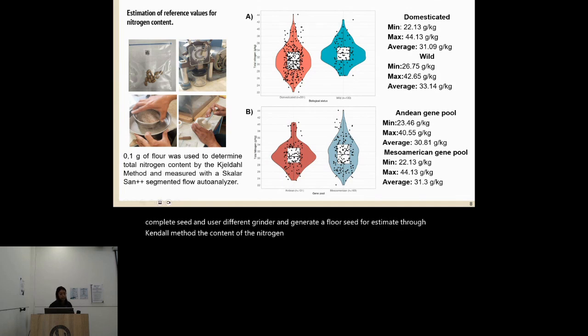And also in the graph, you can see the first comparison related to the biological status, domesticated versus wild accessions. Here it is important to highlight that the wild has more nitrogen than the domesticated, so it is very important for the breeding programs. We also divided the data into the bigger gene pools, Andean and Mesoamerican, and we don't have a significant difference between the gene pools.